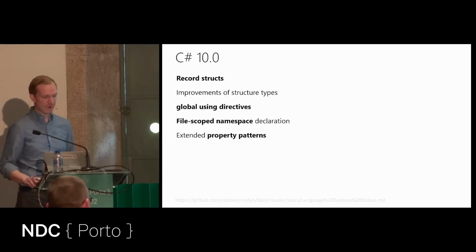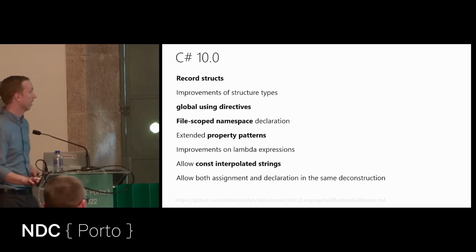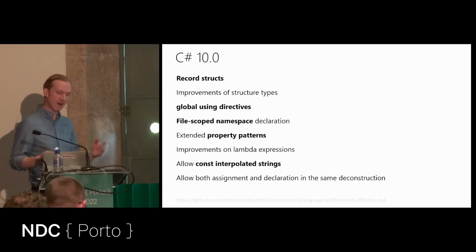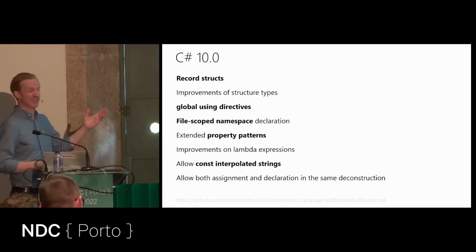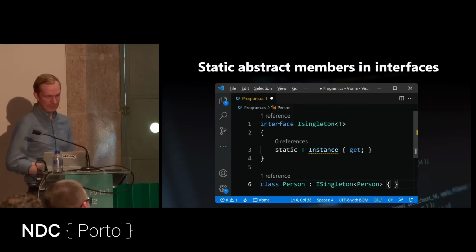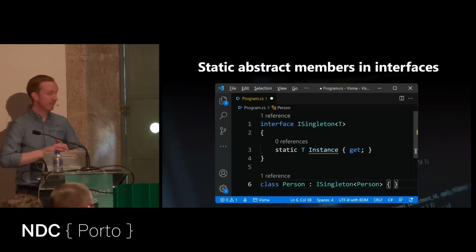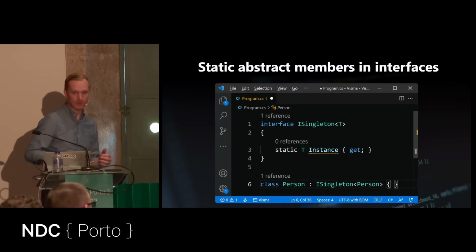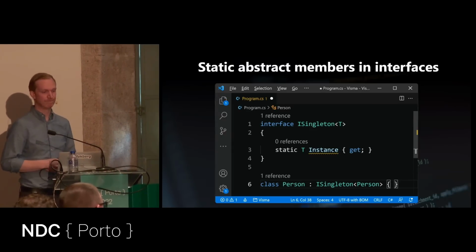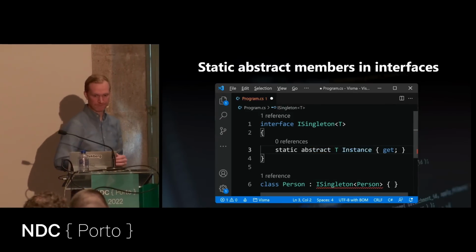They've done some changes to property patterns and some improvements to lambda expressions. It's quite a nice set of features in C# 10. Not as big as in C# 8 and 9, but it's still a nice set of features. They have added static abstract members in interfaces, if that's something that you want to use. This is for very specific use cases where you might have custom math implementations and so forth.